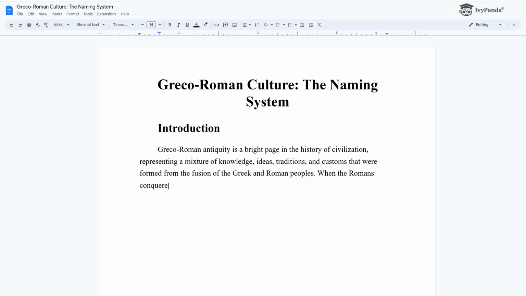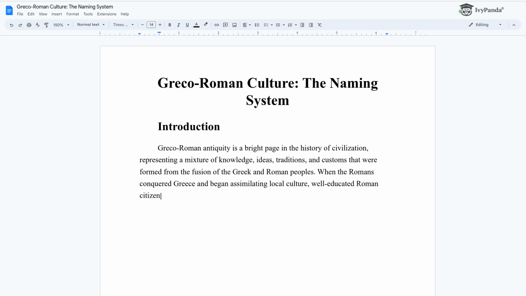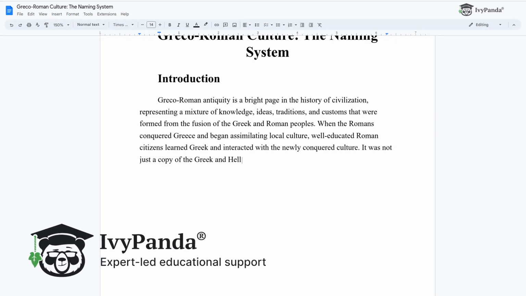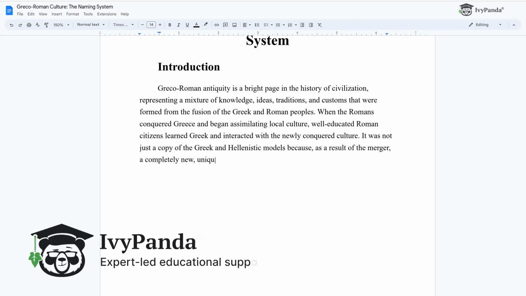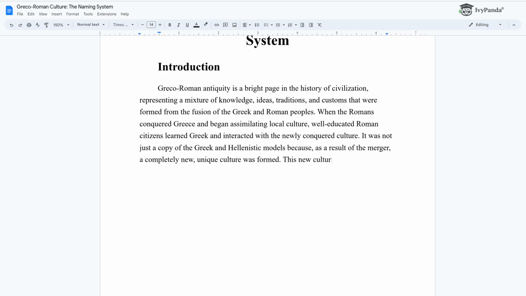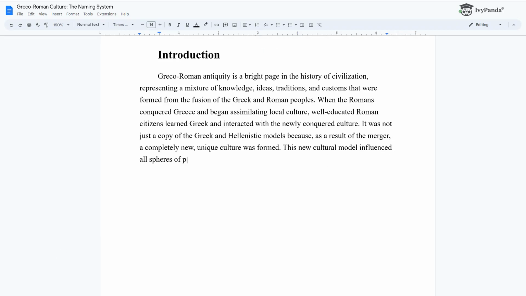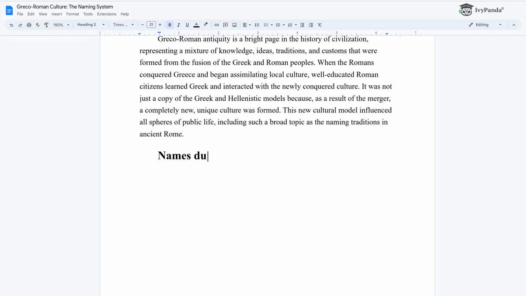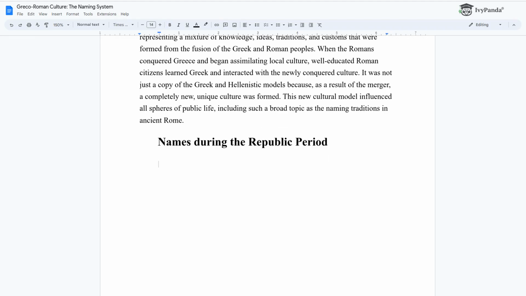When the Romans conquered Greece and began assimilating local culture, well-educated Roman citizens learned Greek and interacted with the newly conquered culture. It was not just a copy of the Greek and Hellenistic models because, as a result of the merger, a completely new, unique culture was formed. This new cultural model influenced all spheres of public life, including such a broad topic as the naming traditions in ancient Rome. Names during the Republic period.